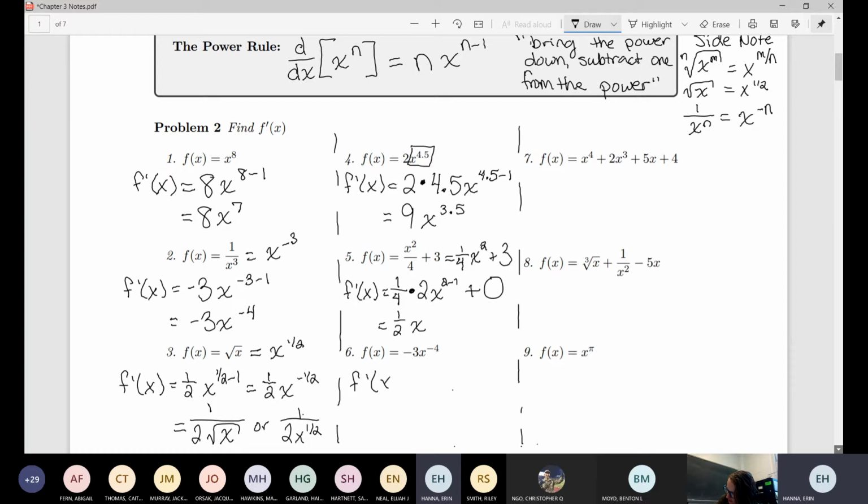Number 6, that -3 essentially comes along for the ride, and then if you do your power rule, -3 times -4 will give you +12, and then you'll have x to the -5th. -5th? Yeah, this one. My arithmetic is so bad.